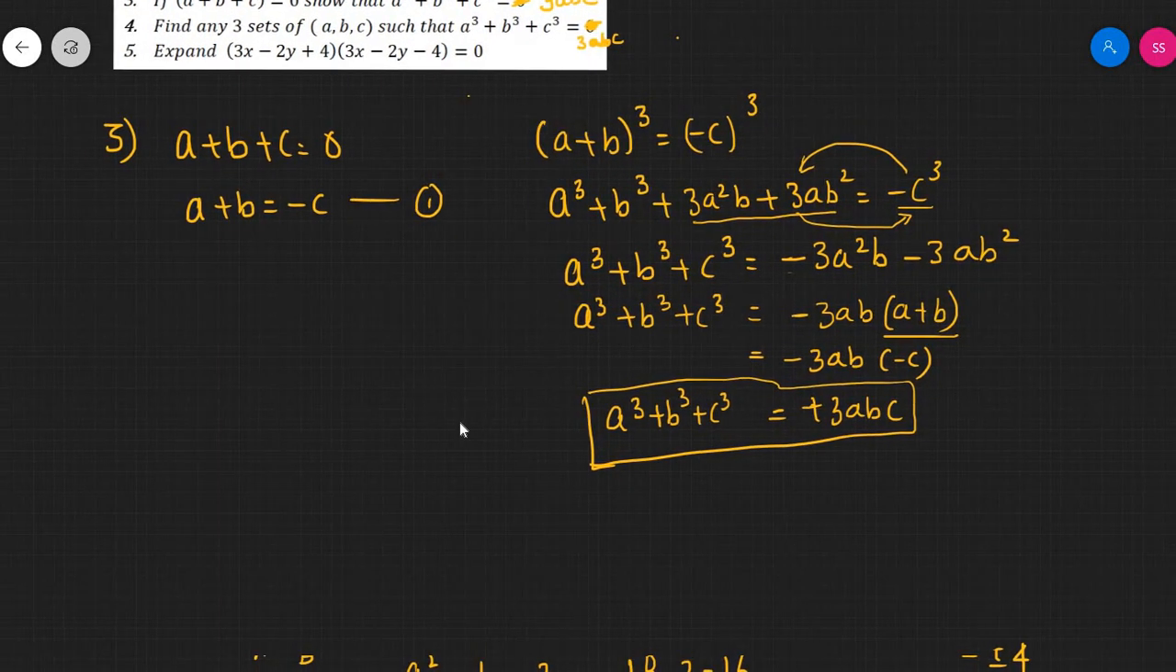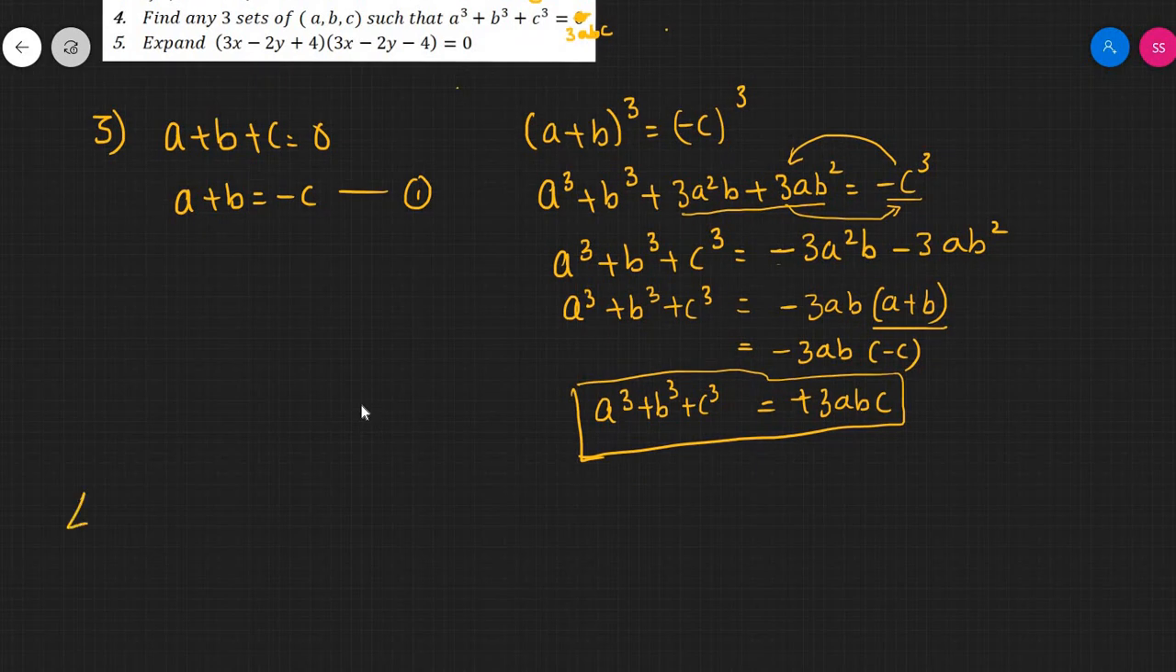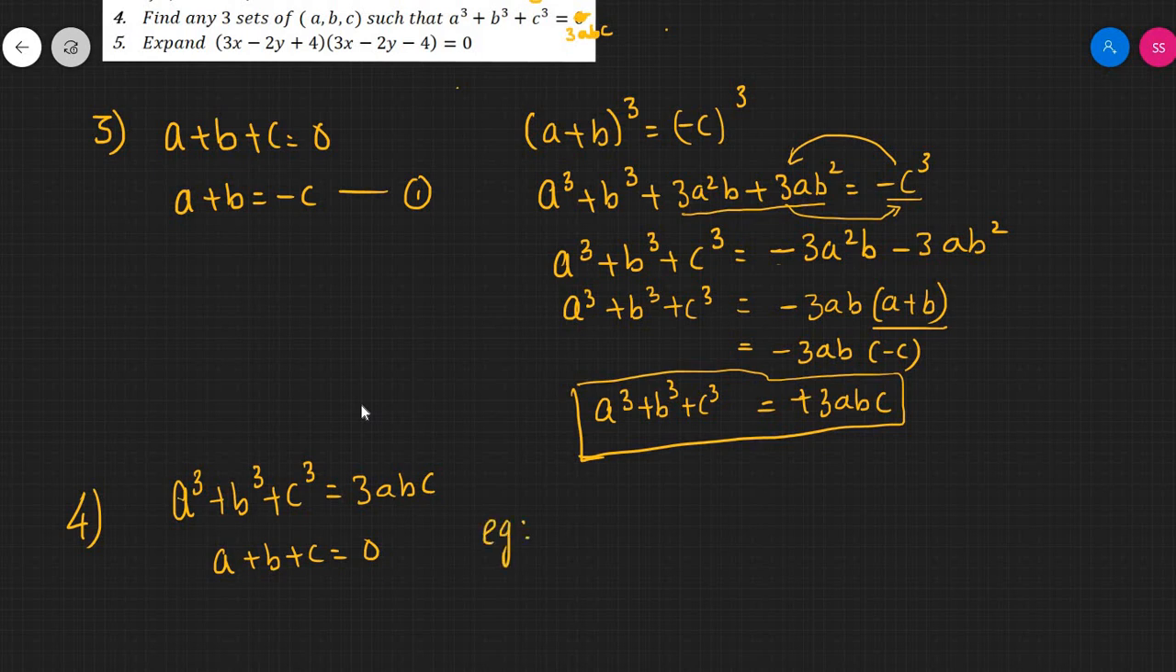So the next question is an extension of the previous one. It says find 3 sets of a, b, c such that a cube plus b cube plus c cube is 3abc. So I would like you to pause this video and try to find any 3 sets. This problem is an extension of the previous problem, right? So if you want a cube plus b cube plus c cube as 3abc, we know that a plus b plus c should be equal to 0.